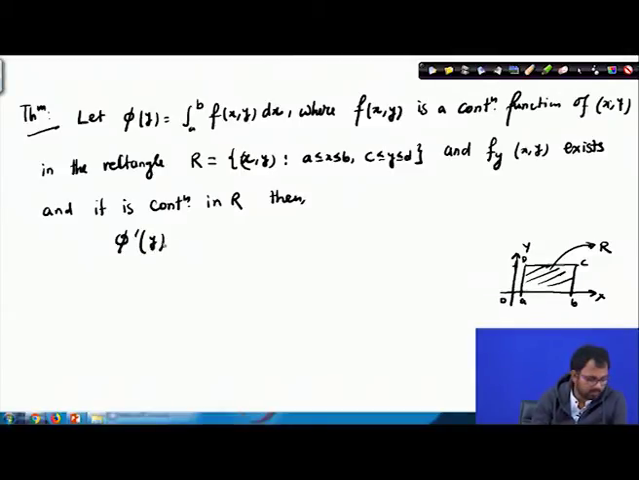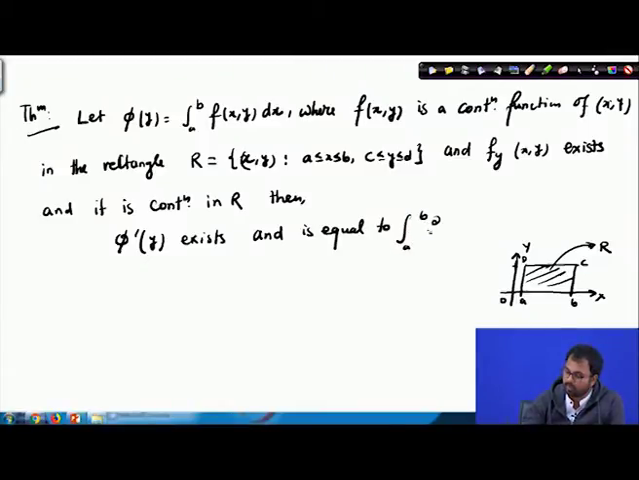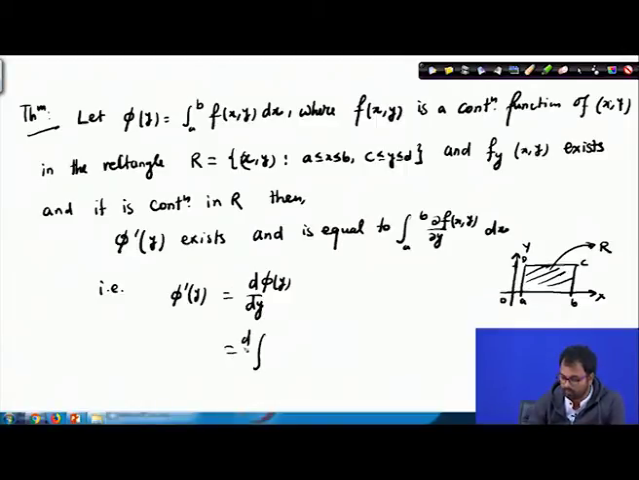the derivative of phi will exist and is equal to the integral from a to b of del del y of f x y dx, that is phi dash y, which is basically d dy of phi y, equals the integral from a to b of d dy f x y dx, equals the integral from a to b of del del y f x y dx.